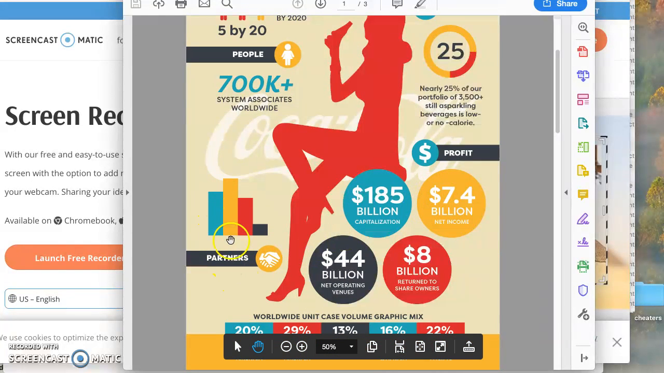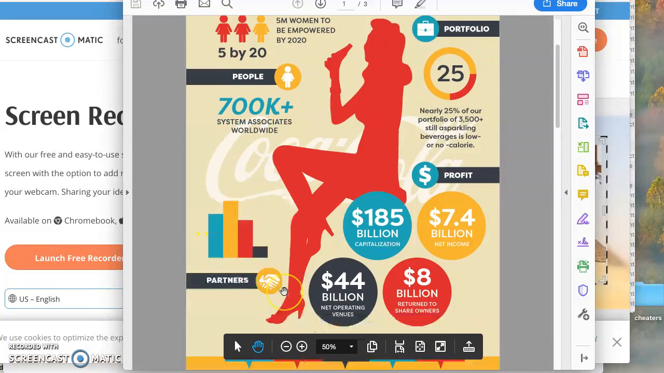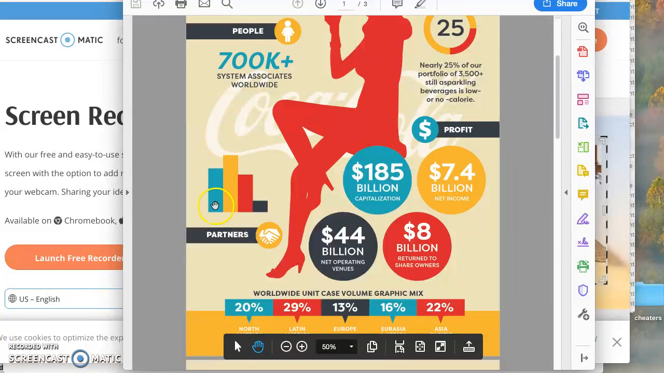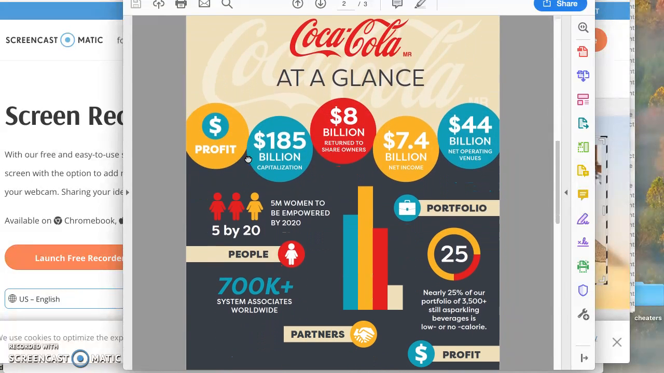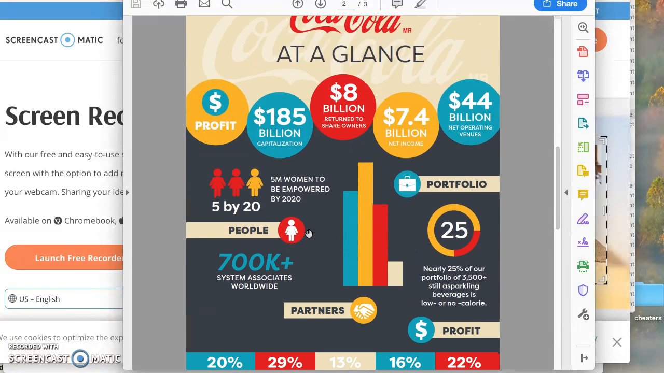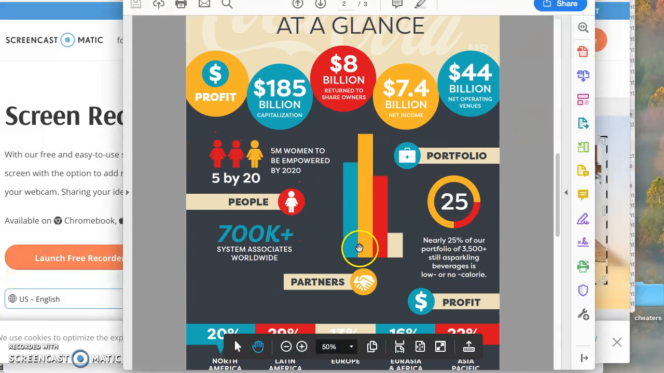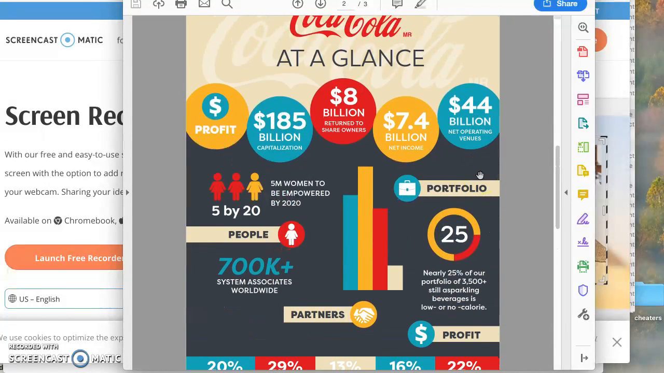Okay, so this, I don't know what this means. Partners, is this a placeholder, this bar chart? If so, you can put labels on the inside turned, or you can put percentages up above here. 5 million women to be empowered by 2020. 5 million, does that mean they have Coca-Cola jobs? So consider being just a little more specific. 700 cases, yep, that makes sense. And then again, the partners, you just want to be clear, and I'm sure you're just in the process, but label everything. All right, looks fantastic.